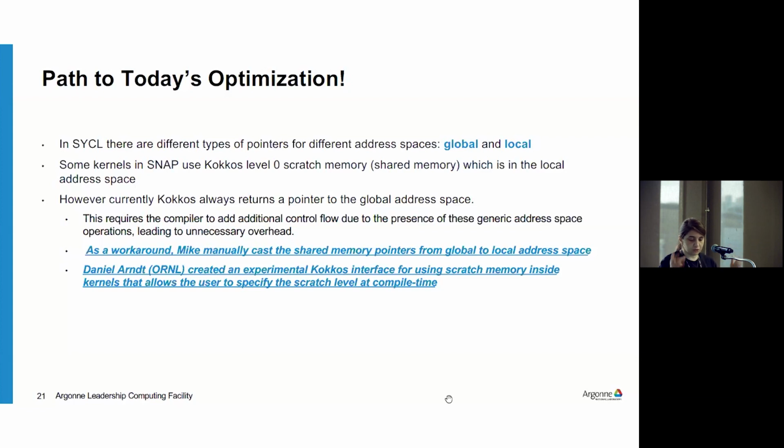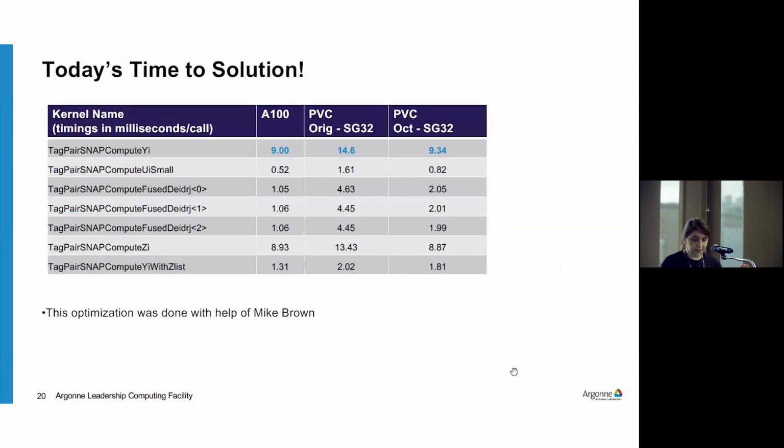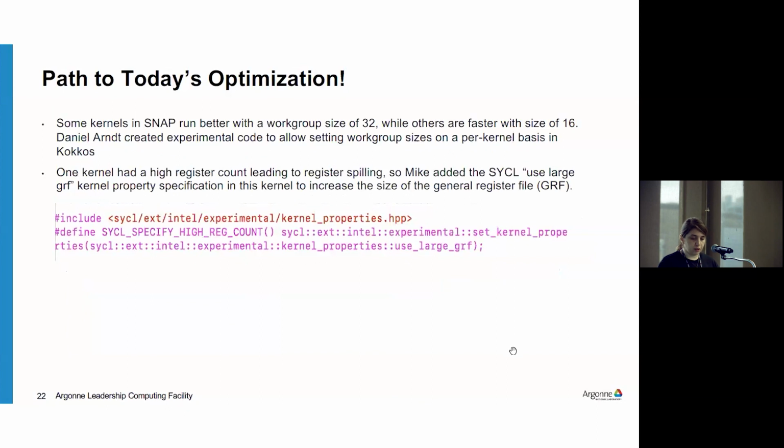Daniel Arndt, who is here today, has created a bunch of different experimental KOKKOS interfaces that are available for you to grab from GitHub, which I definitely suggest you do. He also created a version that uses the scratch memory inside kernels and allows the user to specify the scratch level at compile time. This was not doable at the time. And then another step was work group sizes: every kernel had its own preferences, like 16, 32 or so on, and this was not something we could do at the time.